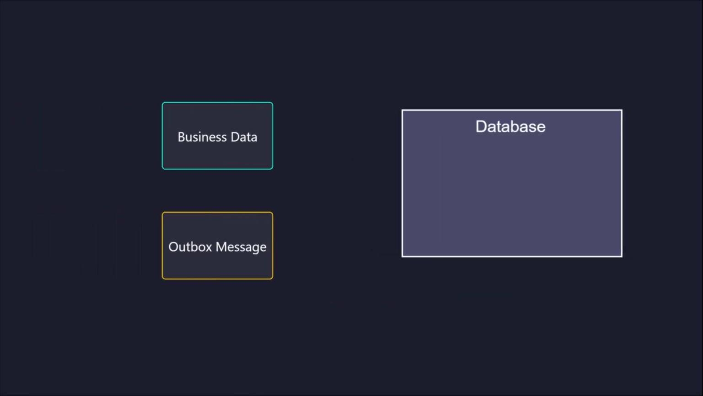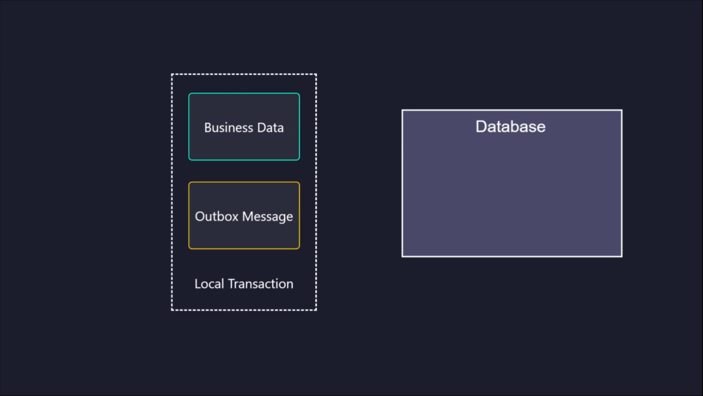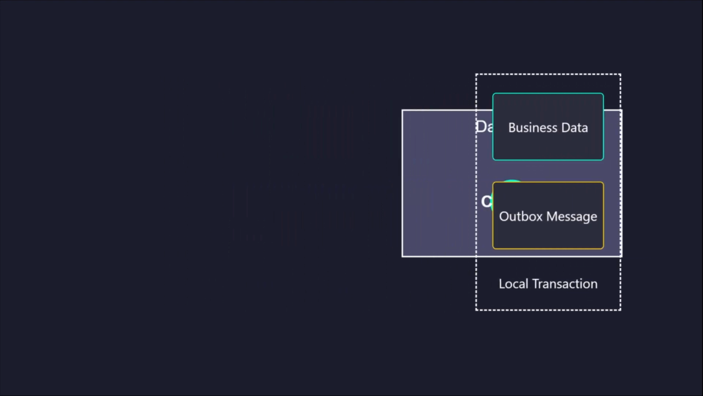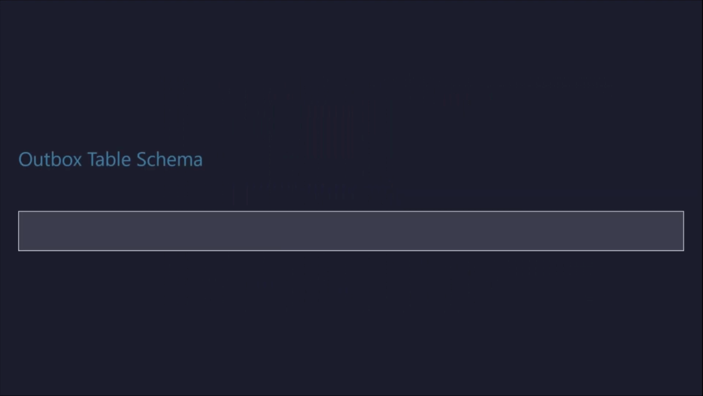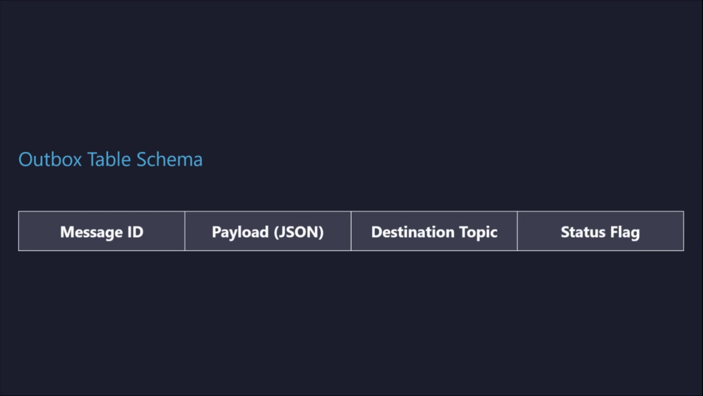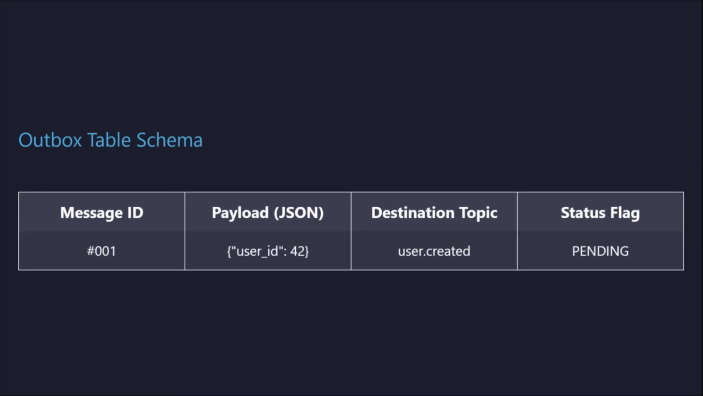Solve this by using the Transactional Outbox pattern. You write the business data and the message to the same database using a single local transaction. Create an outbox table with columns for message identifier, payload as JSON, destination topic, and a status flag. This table acts as your temporary message buffer.